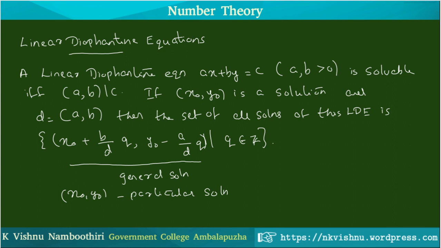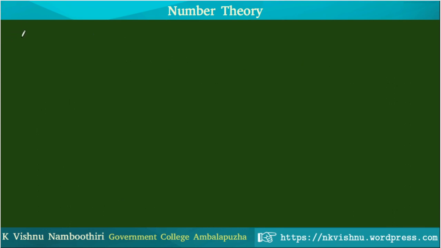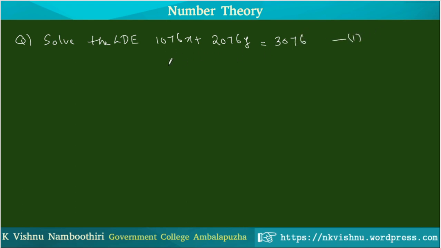The question is the following: solve the linear Diophantine equation 1076x plus 2076y equal to 3076. Suppose we label this as equation 1, by Euler's method.